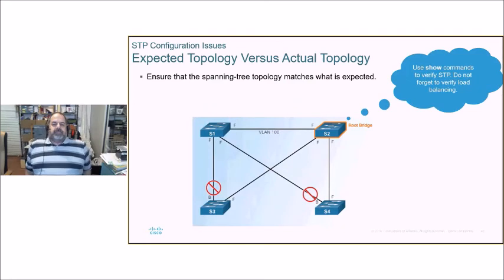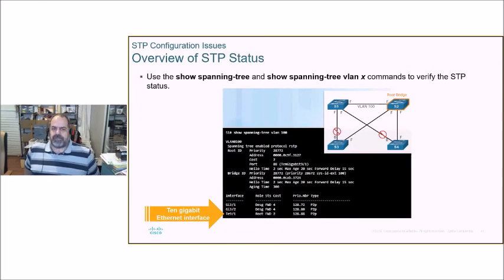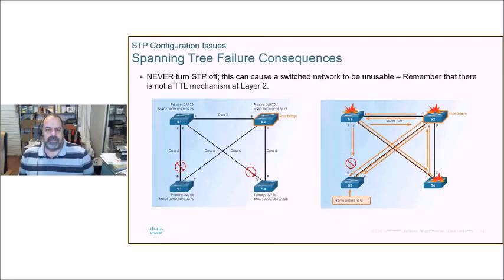Okay, if the expected topology isn't the same as the actual topology, that's when you do a bit of investigation as to why it didn't work as you had planned. Either you didn't plan it correctly, or something else has gone astray. Do show spanning-tree and show spanning-tree vlan such and such to look into it, and it shows you which interfaces are doing what. If spanning tree fails or you turn it off, you can have switching loops, and that is bad.